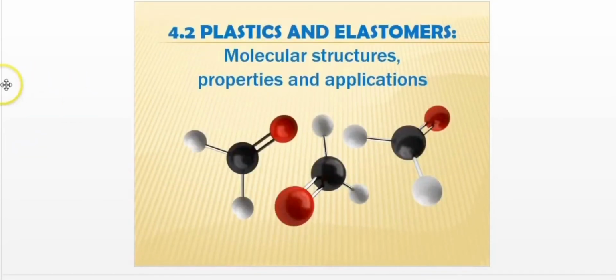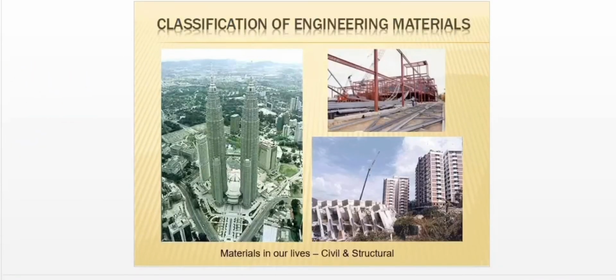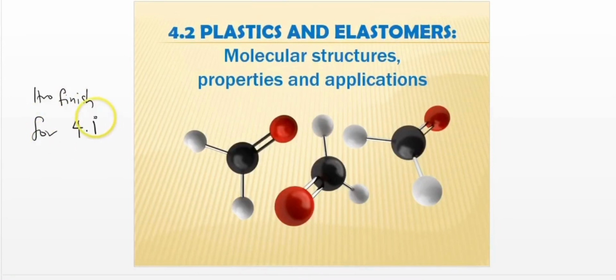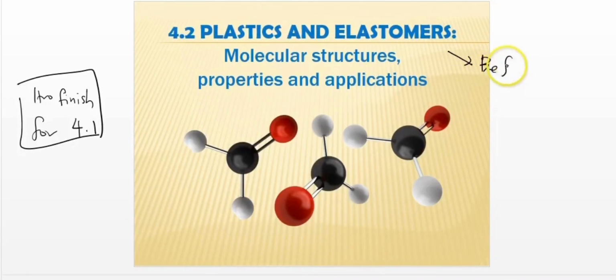And then this is the outcome for 4.2, which is plastic and elastomers. On this part we'll go into the next videos, or we will go through it in the next class. I think that's clear on 4.1, which is a very simple subchapter in chapter 4. It's a basic introduction on engineering materials. You must remember there are three main things: metal, polymer and ceramic.